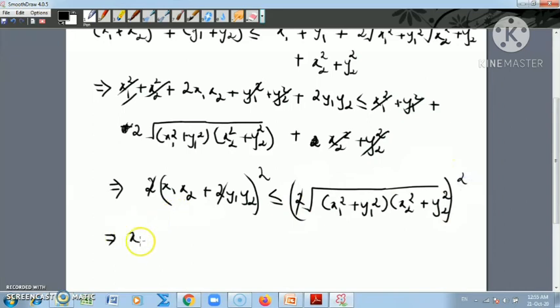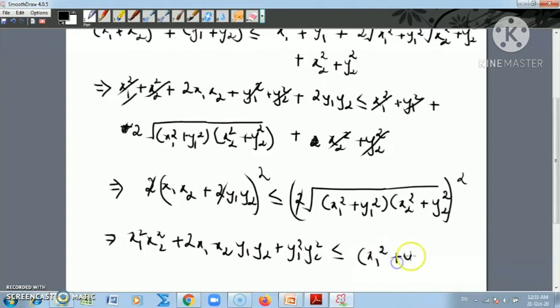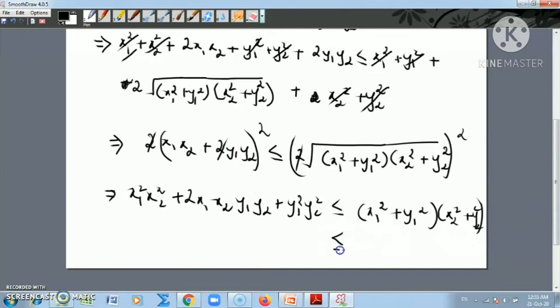So what I get? I get x1 squared x2 squared plus twice x1 x2 y1 y2 plus y1 squared y2 squared is less than equal to x1 squared plus y1 squared multiplied by x2 squared plus y2 squared. But then you have to multiply this on this part, which becomes x1 squared x2 squared, which of course will go away with this one, and similarly I'll have a y1 squared y2 squared, which will go off with this one.